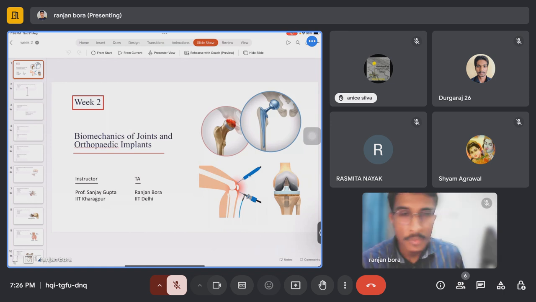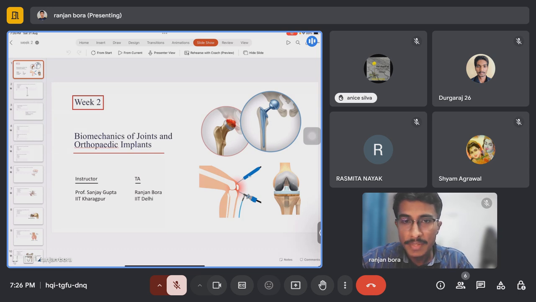Good evening, everyone. My name is Ranjan Bora, and sorry for the technical error from my side. I am one of the TAs in this course, Biomechanics of Joints and Orthopaedic Implants. This course is instructed by Professor Sanjay Gupta from IIT Kharagpur. Today is the week 2 of tutorials. Week 1 I had on the last Saturday, and that video is available on my YouTube site. I hope that all of you have gone through that video.